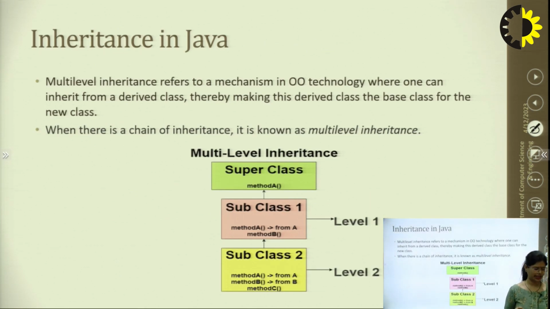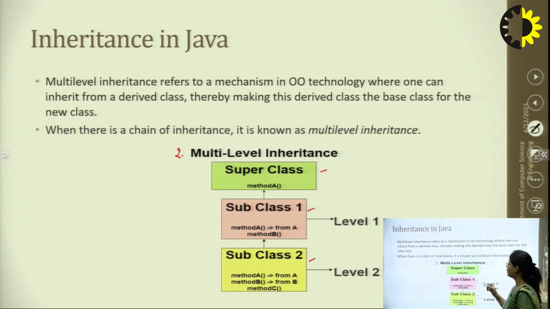Now next is multi-level inheritance. What is multi-level inheritance? In single inheritance there is only one step, and in multi-level there can be multiple steps. For example, there is a superclass, then a subclass 1 which extends the superclass, and a subclass 2 which extends subclass 1. So it is level 1, level 2. It refers to the mechanism where one class can inherit from a derived class.